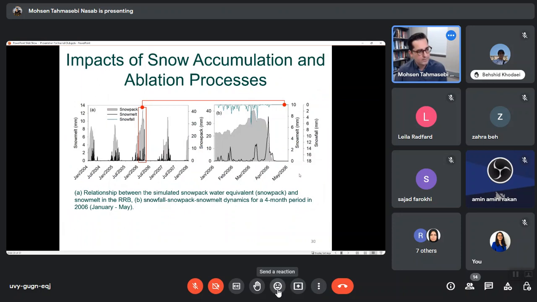Okay. One of the last things that I want to talk about is the impact of snowpack on snow melt. Here, the gray box represents snowpack, and you can see the amount of snow melt in April when snow starts to melt in northern United States. Suddenly, snowpack goes to zero, and snow melt goes higher and higher. So this shows me that the model is capable of simulating the physical processes in cold climate regions in Red River Basin.